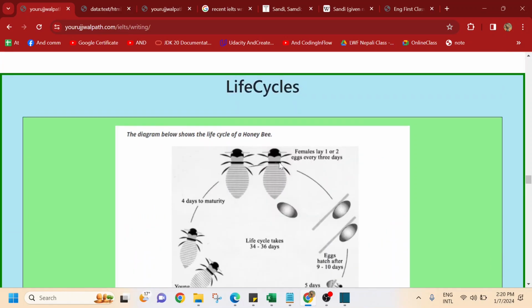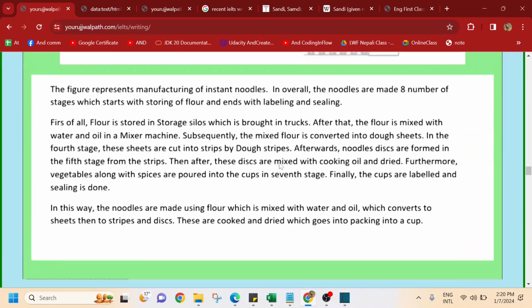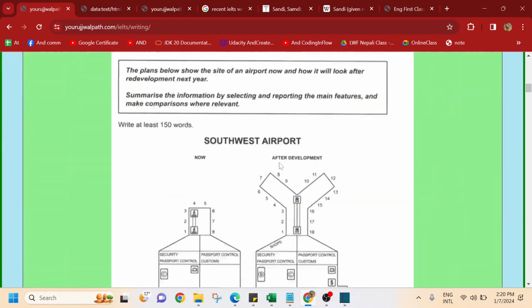You might want to see it before your exam, because if it comes and you have no experience, it could make a problem. So these are the three tasks. Let's dig into bar graph.